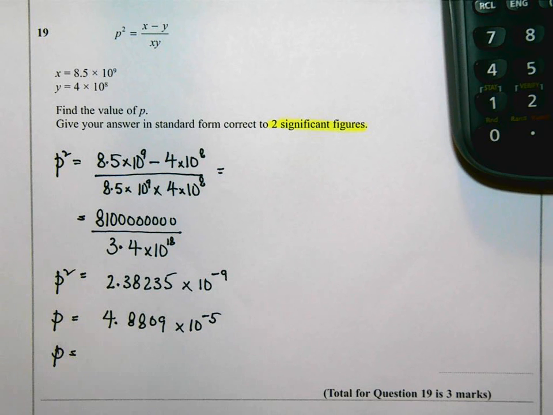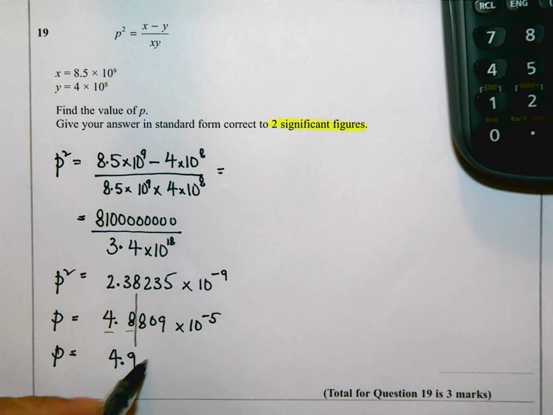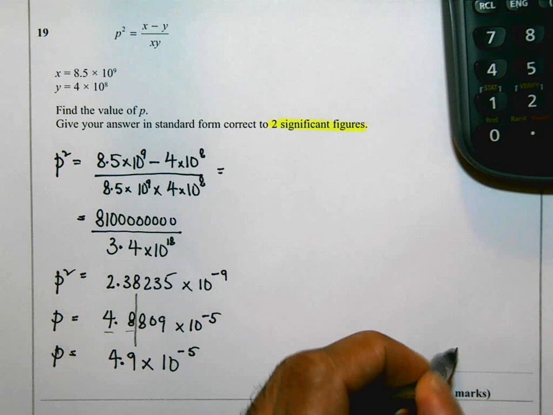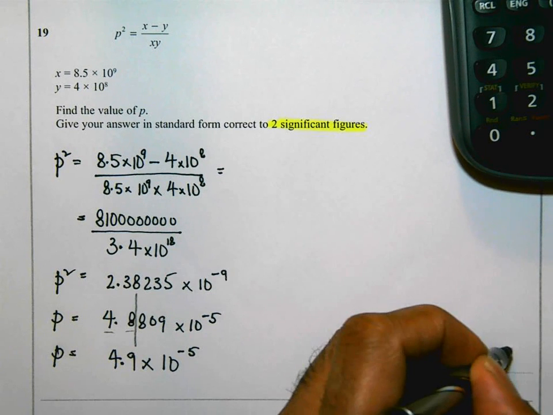Two significant figures, count from the front, 1, 2, and chop it off there. If you look at the next number after my line, it is an 8, so that means I'm going to round this to 4.9, and it's going to be 4.9 times 10 to the power of minus 5. So that's my value of P, 4.9 times 10 to the power of minus 5.